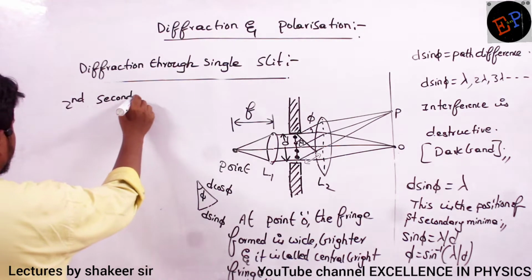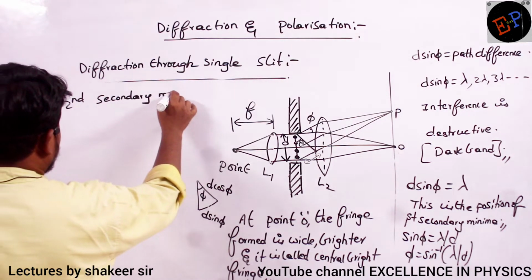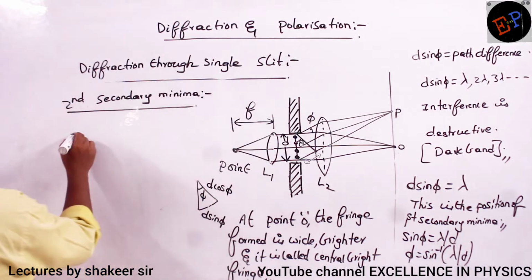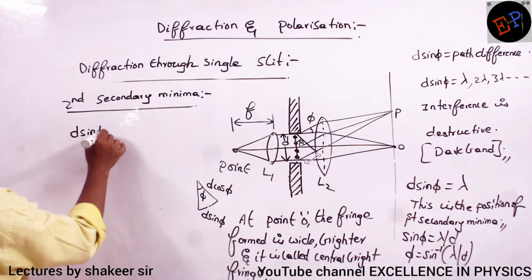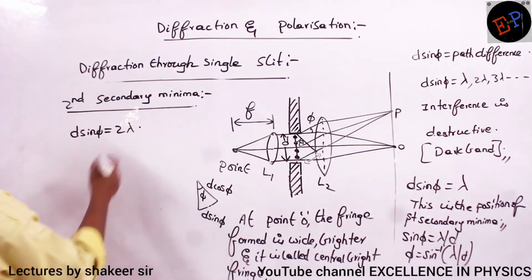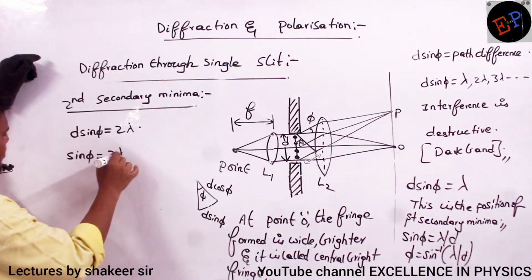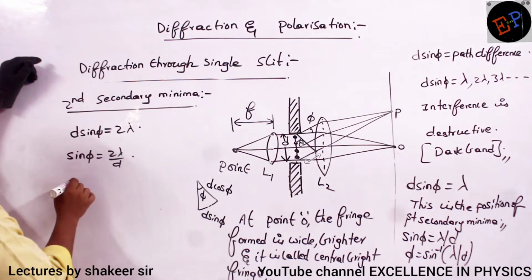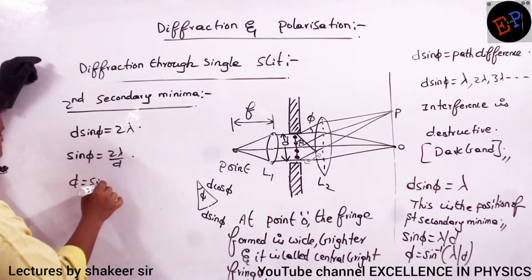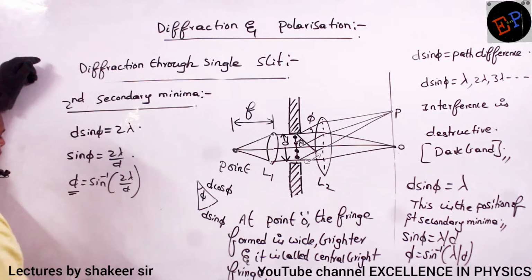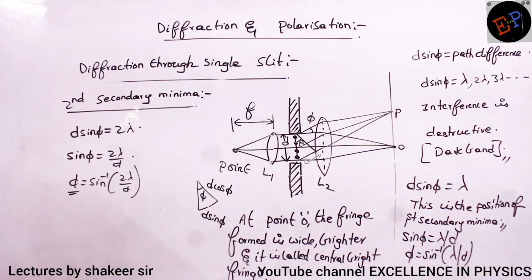Secondary minima. Where will I get it when d sin phi is equal to 2 lambda? So therefore sin phi is equal to 2 lambda by d. Clear? Therefore phi is equal to sin inverse of 2 lambda by d. So at this angle I will get the second secondary minima like this. Understood, no?